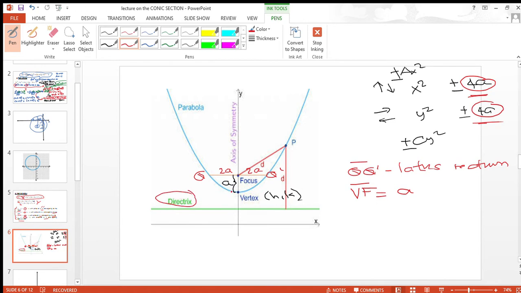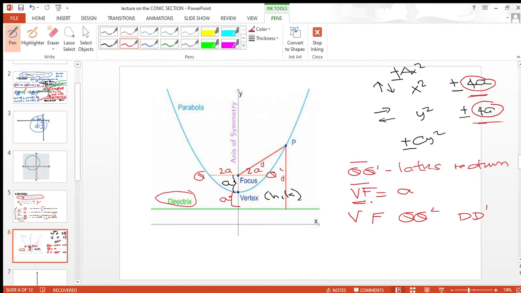An important thing here also is that the distance of the directrix from the vertex is also equal to A. Okay? So, those are the parts. You have your vertex, you have your focus, you have your ends of the latus rectum, and then you have your directrix, where the distance from vertex to focus is A.